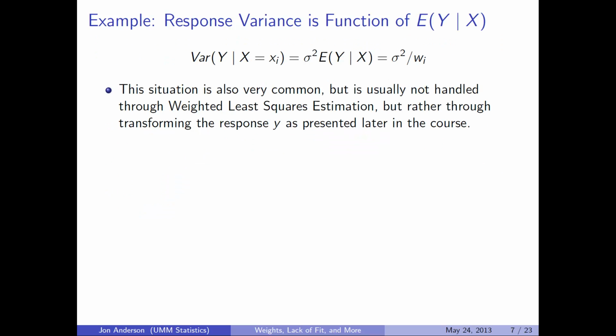What if the variation in a response value is a function of the mean function? This is going to be handled later in the course, but we would just set the weight to be 1 over the estimated value of the mean function.